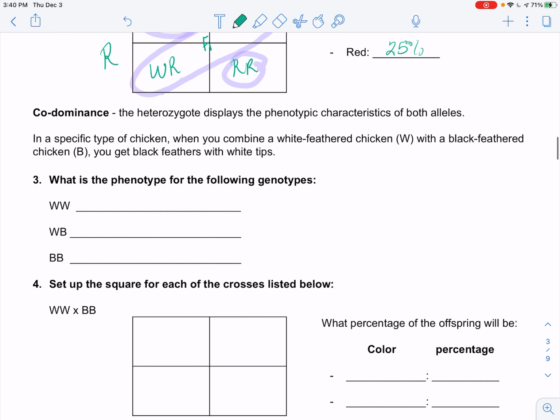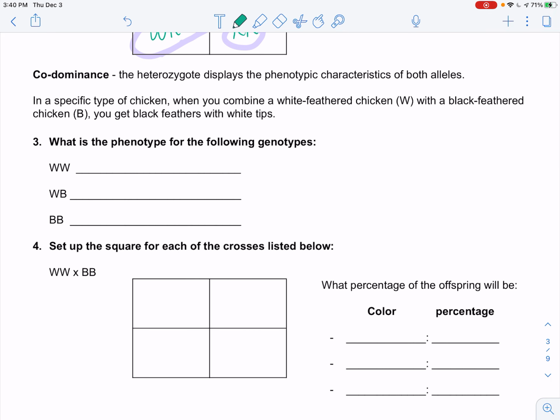Now, codominance is where you have each of the traits showing equally. And so instead of the white flower and the red flower making a pink flower, now you'd have a white flower and a red flower making a red and white flower. So here we're looking at chickens. There's a very specific type of chicken. And when you combine a white feathered chicken with a black feathered chicken, you get black feathers with white tips. They're really pretty. And so that's what we're looking at here.